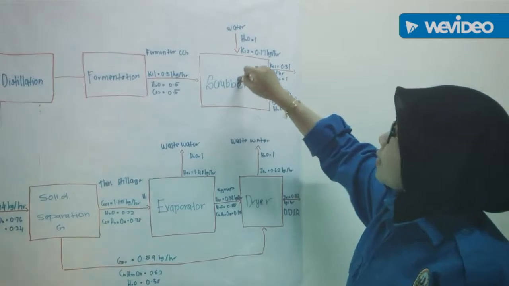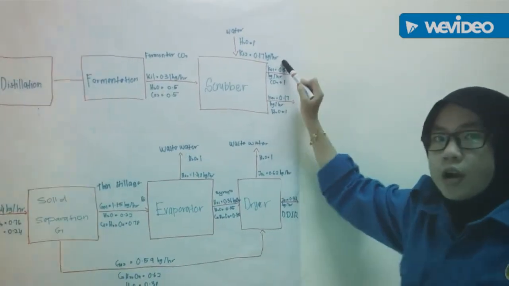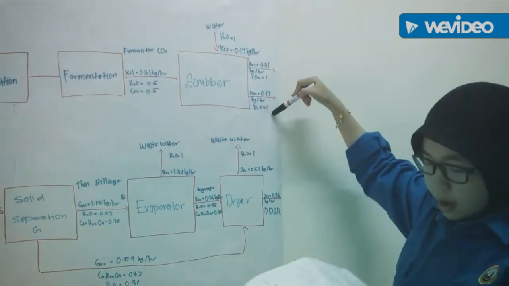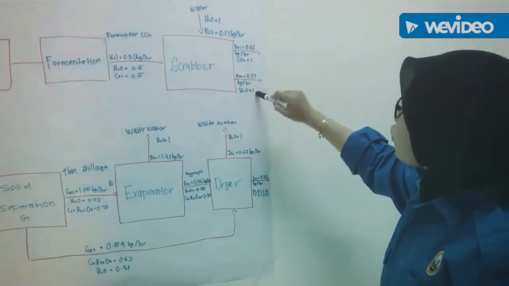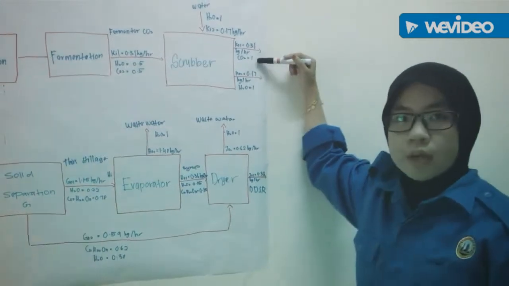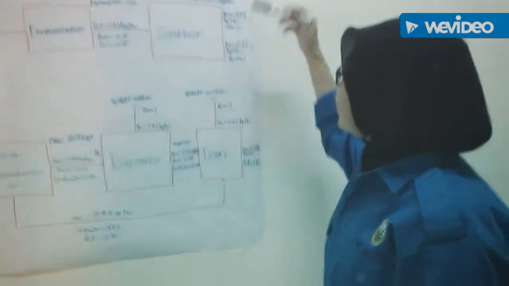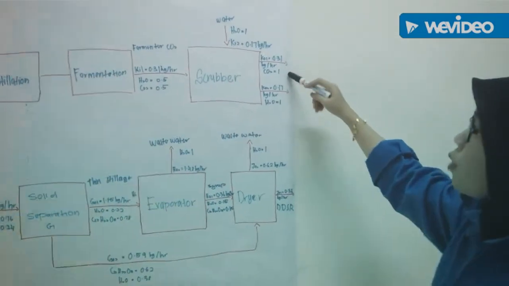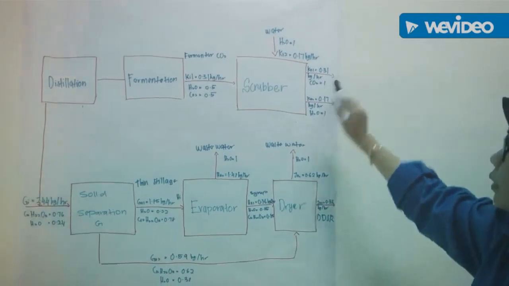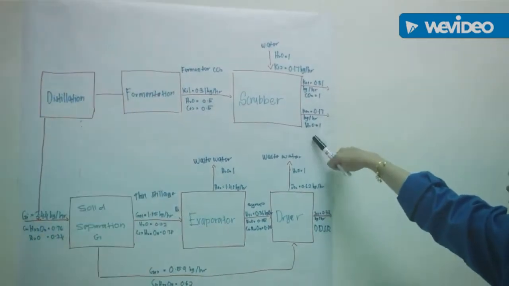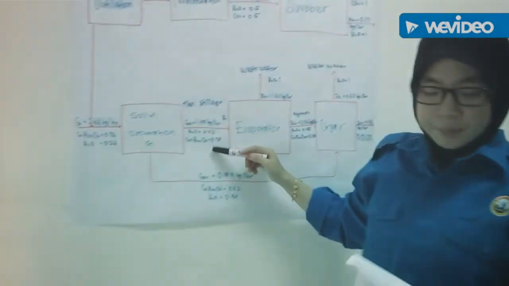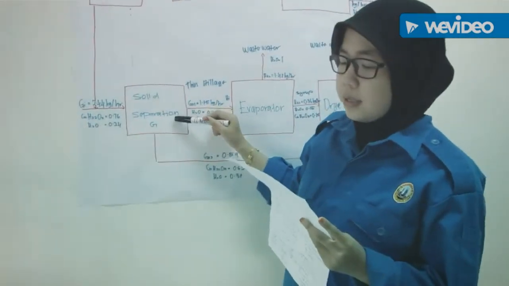Water, just only have water, mass fraction is 1, and the mass flow rate is 0.17 kg per hour. And then for the output, we have CO2 and wastewater. The mass fraction for these two outputs is 1, and for the CO2 the mass flow rate is 0.31, then for the H2O 0.17.